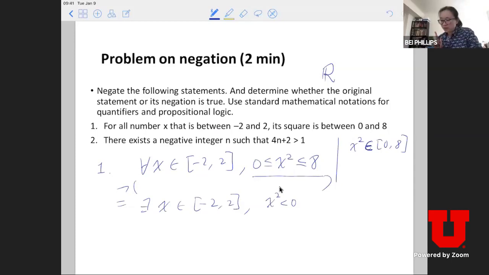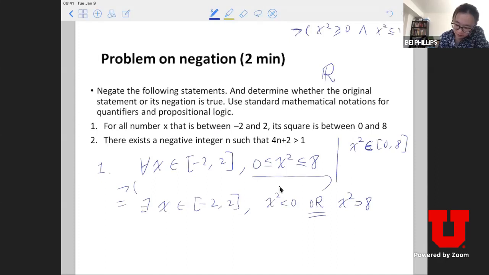Is it and or is it or? Or, because the sign switches. Yeah. So if you think about negation, essentially the original is x squared bigger than 0 and x squared smaller than 8. If you take the negation, this would become x squared less than 0 or x squared bigger than 8, right?